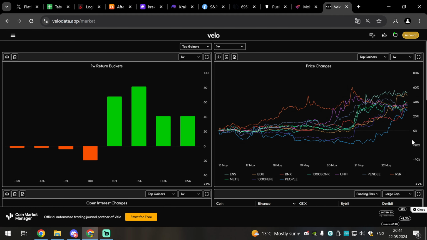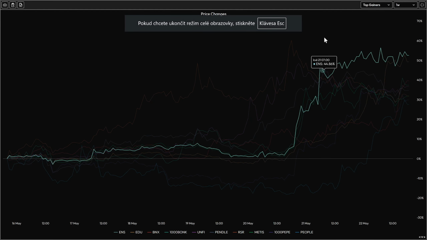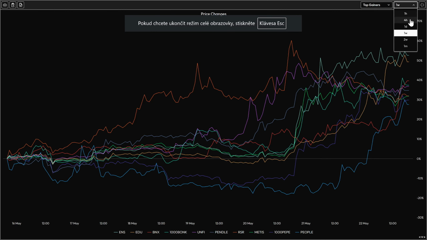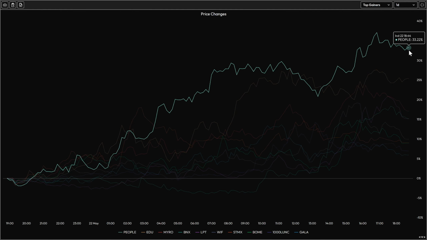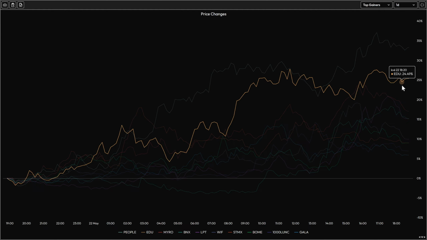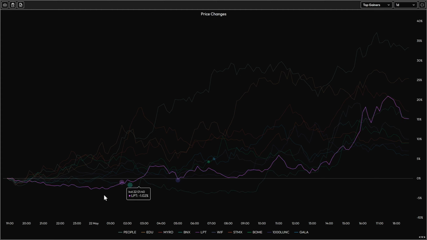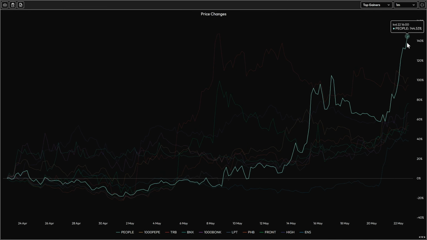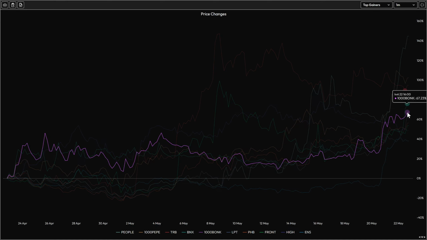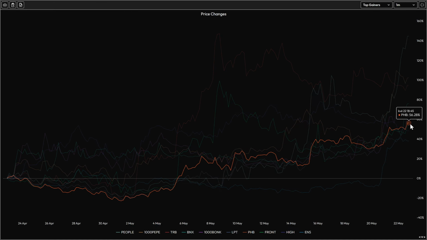We can have a look at the market. This is also a very cool tab here. You can see who is performing the best. So you can see the daily performers. You can quickly find out what is trending well when Bitcoin is doing nothing. You can go to 1 month. Still people. Bonk.